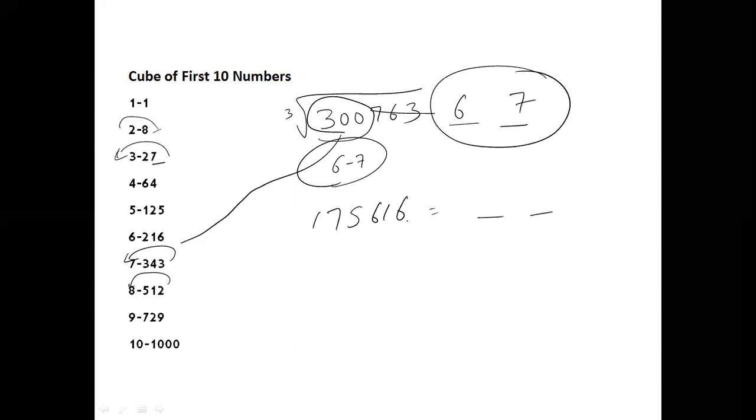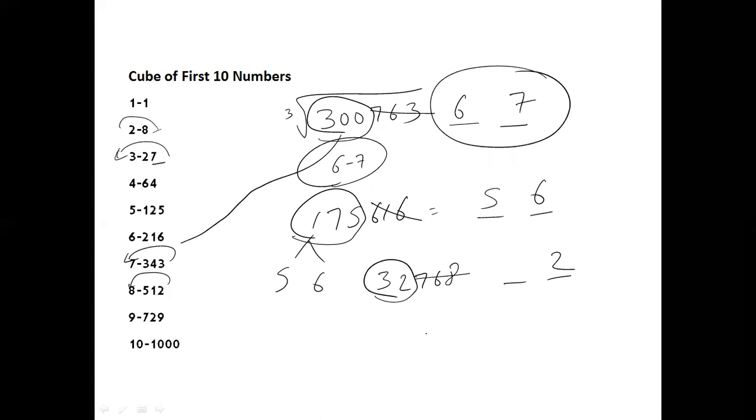175616. First replace the unit digit. I told you any number other than 8, 7, 3, 2, replace with the same. So for 6, same. Cut down the last 3. What is remaining? 175. 175 comes between 5 and 6. Select the smaller value. One more example, 32768. For 8, what is the replacement? 2. Now cut down the last 3. What is remaining? 32, which is between 3 cube and 4 cube, and select the smaller value. This is how you find the cube root of numbers.